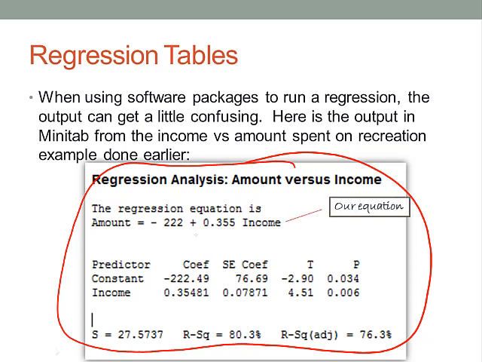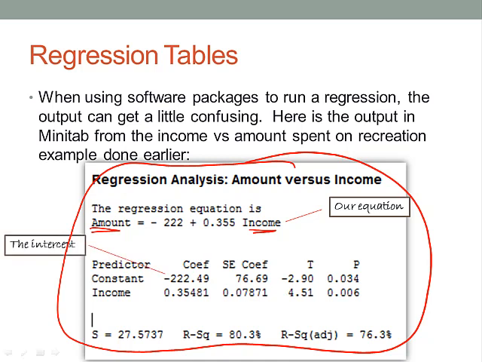I think I actually have all these labeled. So there's the equation, the amount. Where did I get this word amount? I got it from the heading that I had in there. So the amount is negative 222 plus 0.355 times the income. And you can be as descriptive as you want in this. They pulled these from the labels.